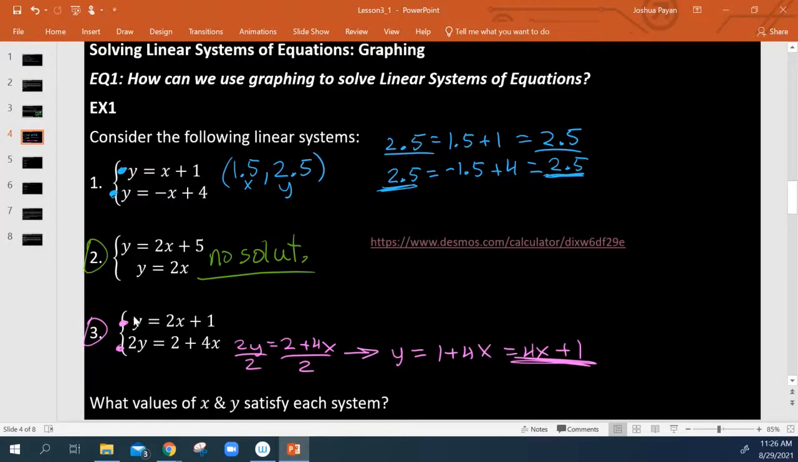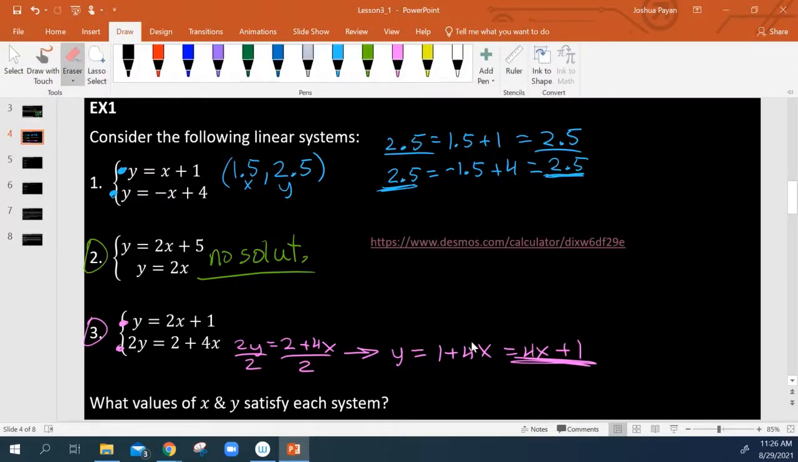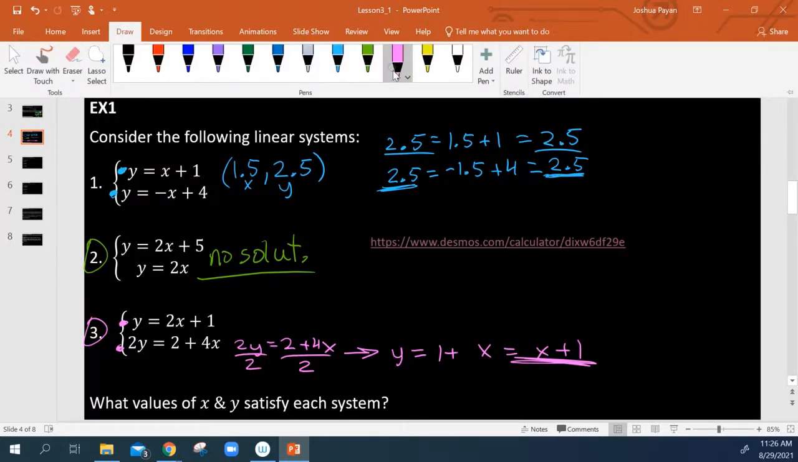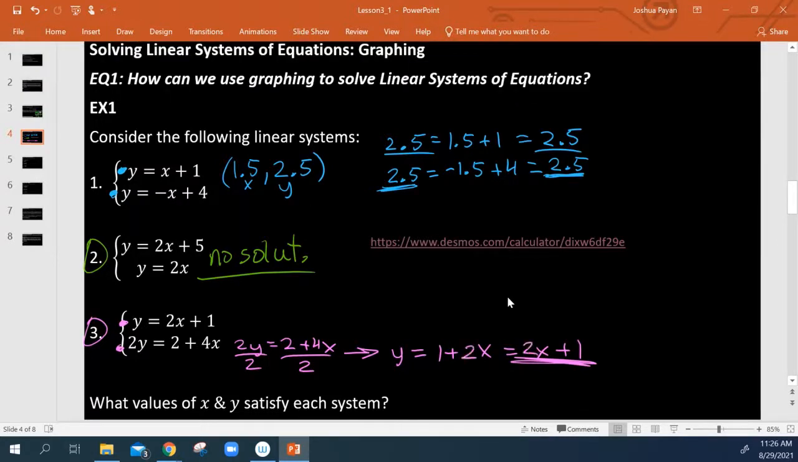Oops, what's the matter with me? I didn't divide by 2. This should be 2x plus 1. Whoopsie! You guys probably saw it on the video and were like, what's wrong with this guy? Anyway, so divide by 2, right? So we see that we get the exact same equation both times on this set.